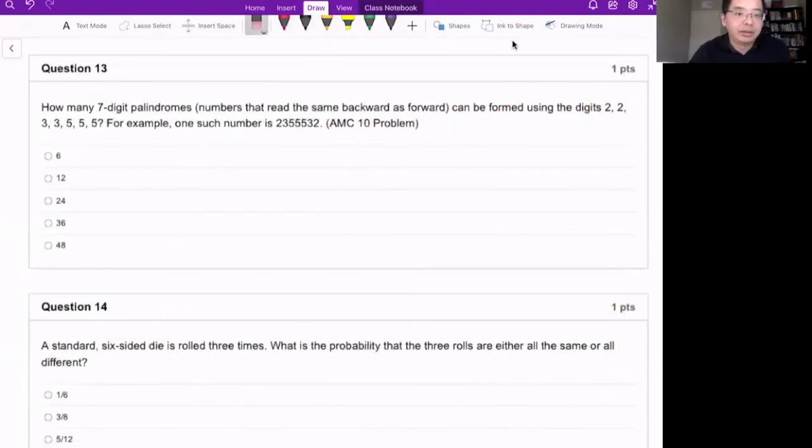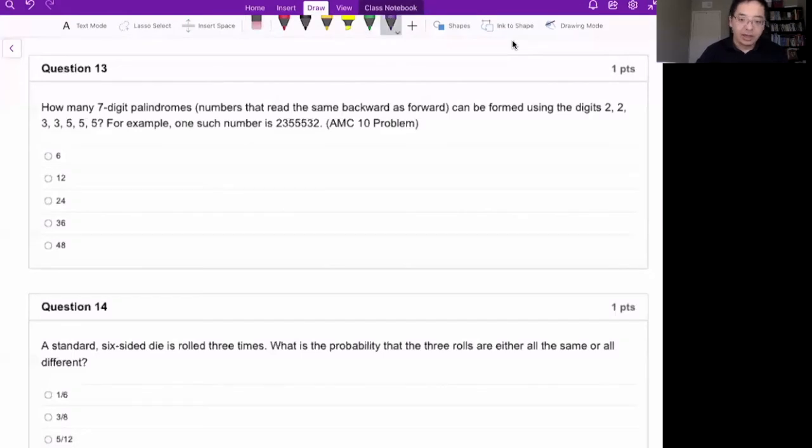Problem number 13. Here we look at a special class of numbers called palindromes. Palindromes are numbers that are symmetric with respect to the center. So if you read from the left, it's the same as you read from the right. Here we are looking at numbers with digits 2, 2, 3, 3, 5, 5, 5. For example, 2, 3, 5, 5, 5, 3, 2. The question: how many such numbers do we have?